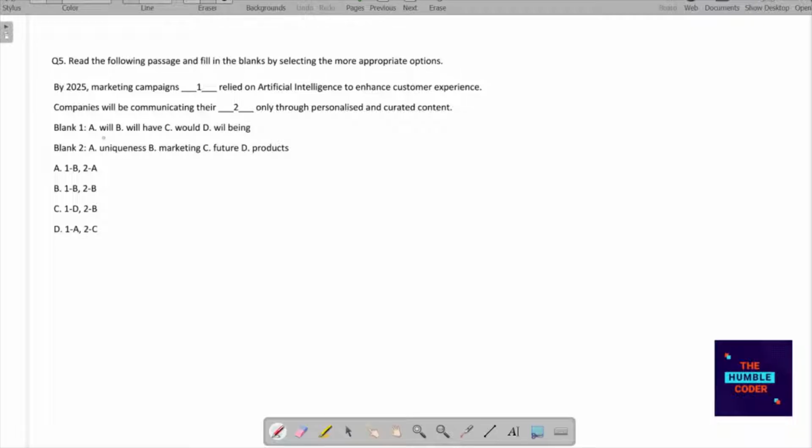So what can the option be in the statement? So by 2025 marketing campaigns will have relied on. So will fit perfectly over here, because would is a past, and will being does not seem perfect over here, and will also not fit perfectly because it is relied over here. So in the first blank we can say will have, will come.